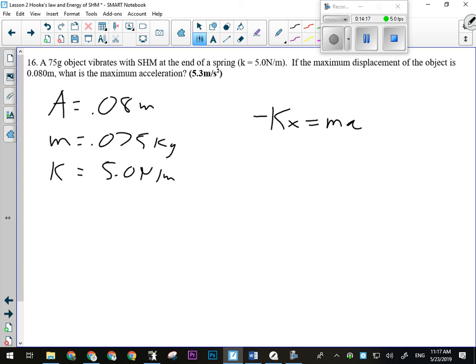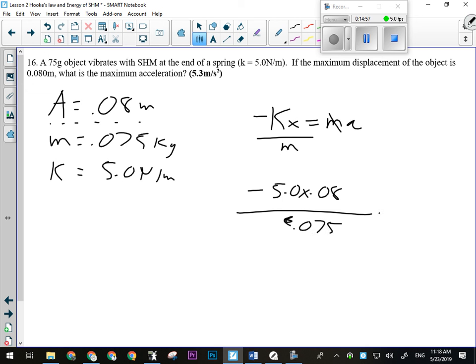If we're going to find the maximum acceleration, that occurs at the maximum amplitude because that's where the force is the greatest. The more I compress the spring, the harder the spring pushes. So when I get to that maximum spot, that's where the spring pushes the hardest, and that's where my acceleration will be at its maximum. So I just need to divide both sides by mass, which is why I have to make that conversion to kilograms. I'm just going to have negative 5.0 times 0.08, which I'm going to leave as a positive number, divided by our 0.075.